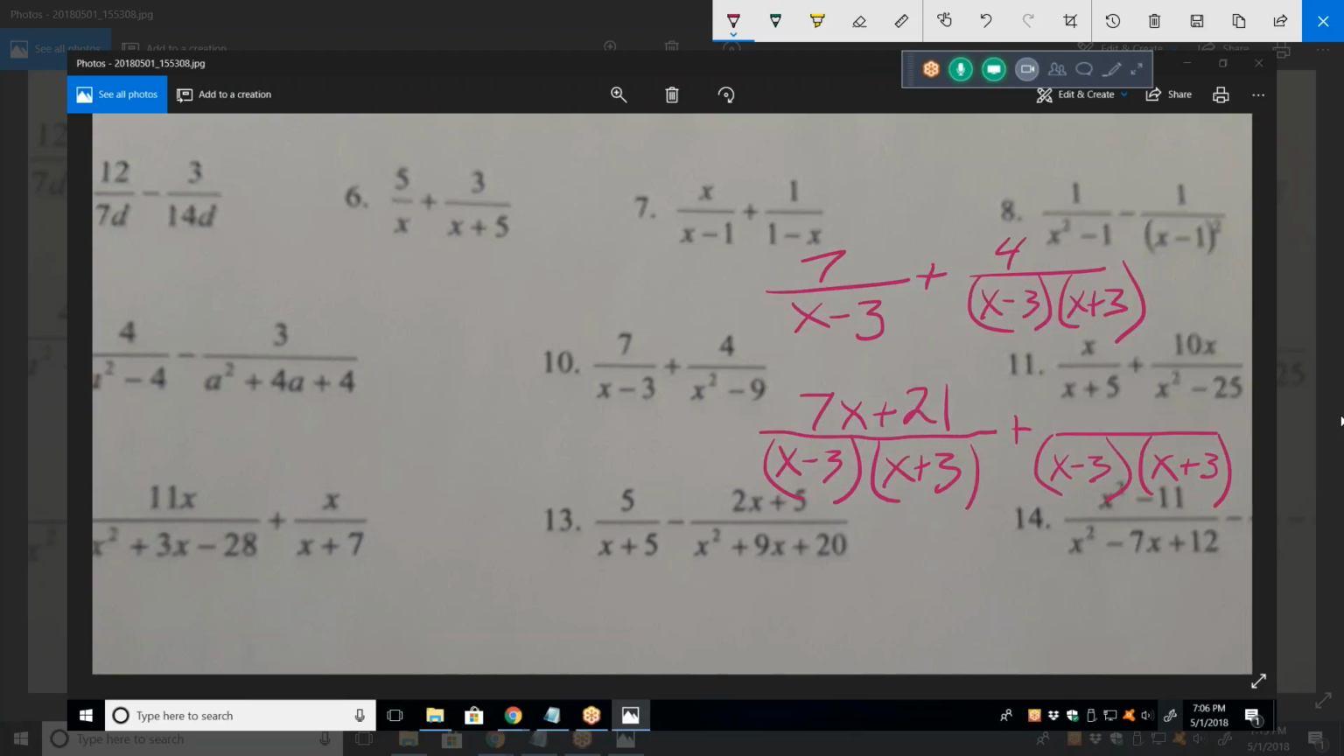Top right is what? Still 4. Okay. So I'm going to add the 21 and the 4 to get 25. And there's what we've got. Now I can't factor anything in the numerator, so that's my final answer.